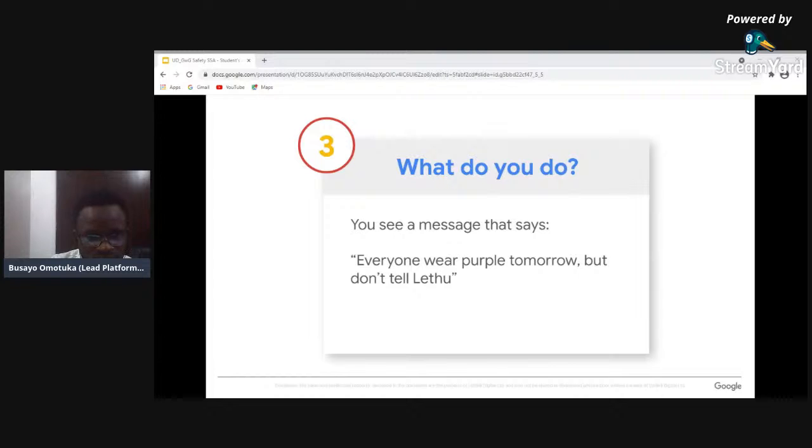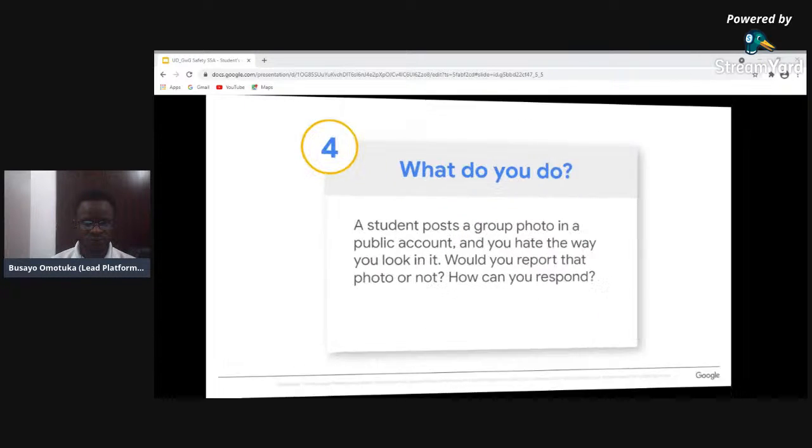Yes, this is another scenario. You see a message that says everyone wear purple tomorrow, but don't tell anyone. I mean, this sounds like someone is hiding something from someone, right? So we should always train the students to be open-minded, right? If any friendship or any relationship is going to be secret, they shouldn't be part of it. So let's go further.